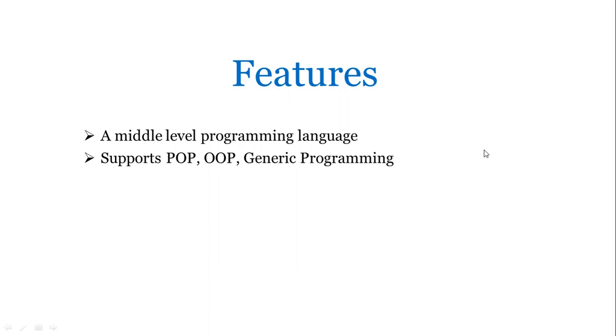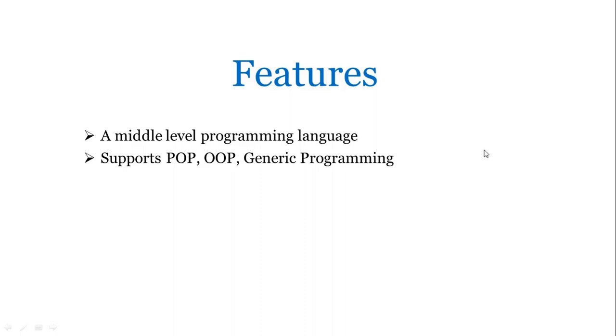And secondly, it supports POP, OOP, and generic programming. What does it mean? POP means procedure-oriented programming. For example, C programming. C programming doesn't have any class concepts or any object concepts or whatever we have in our object-oriented guidelines. No such rules are used in C programming, and similarly, we can follow those procedure-oriented rules. I mean, the traditional programming rules can be used in C++.